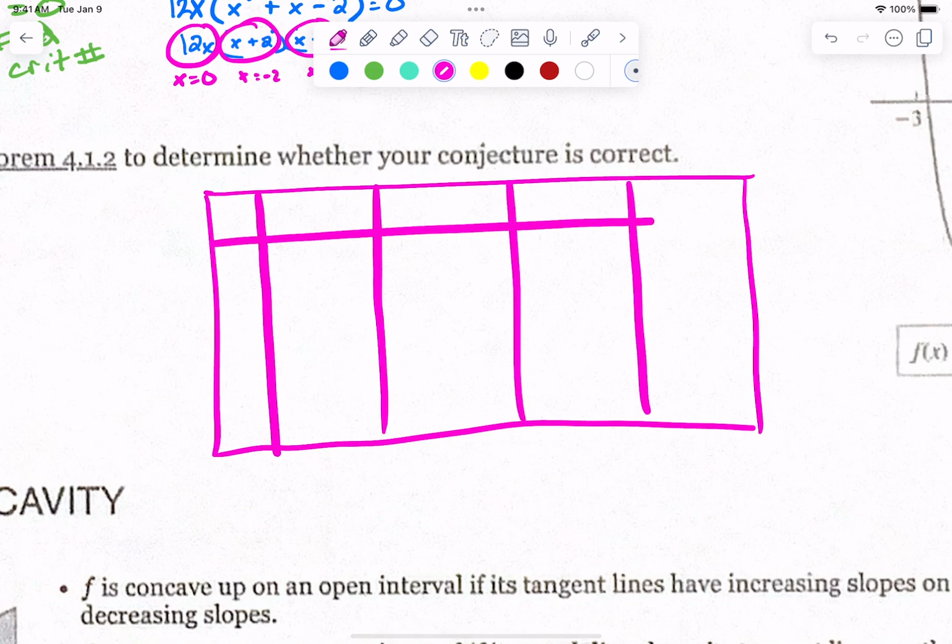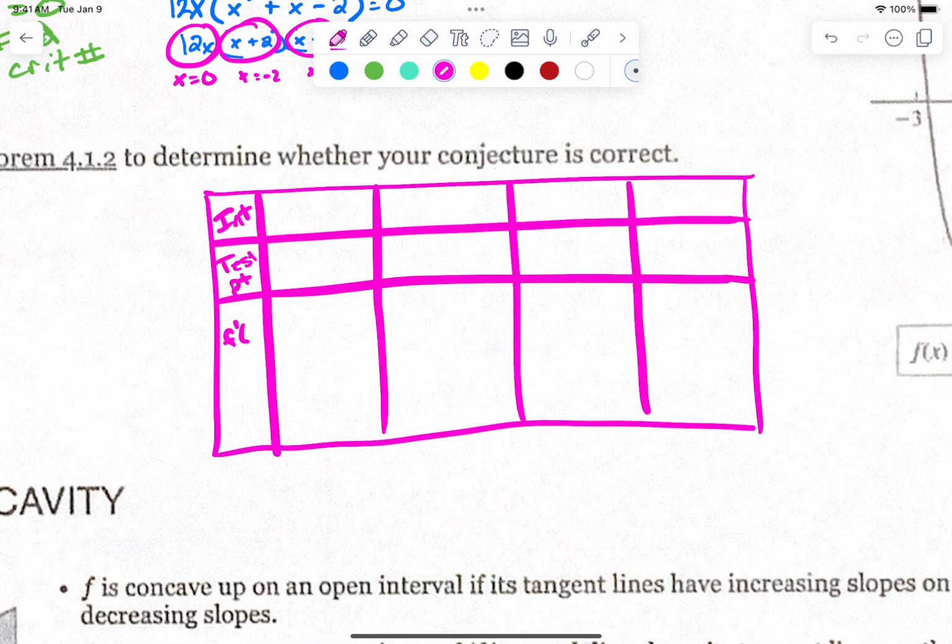This is my heading section. Okay, so here are my intervals. And then I do my test point. Then I do f prime of x. Then I do my conclusion. Okay, so there is all my stuff.